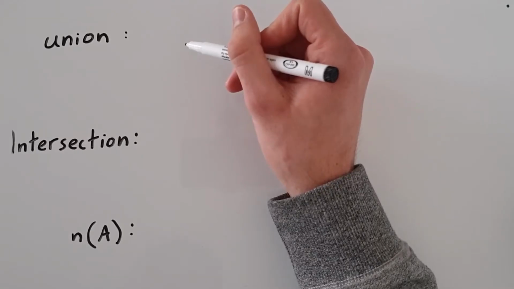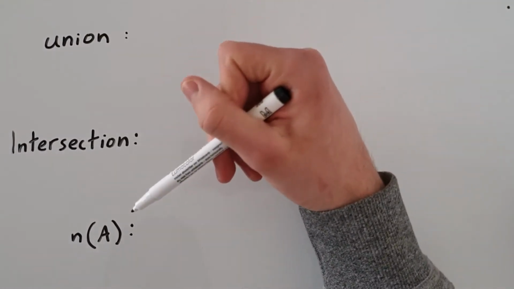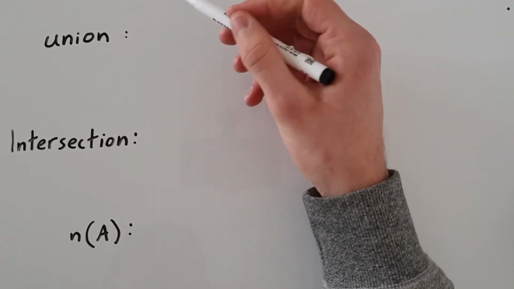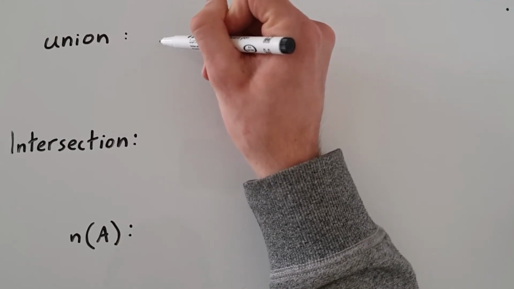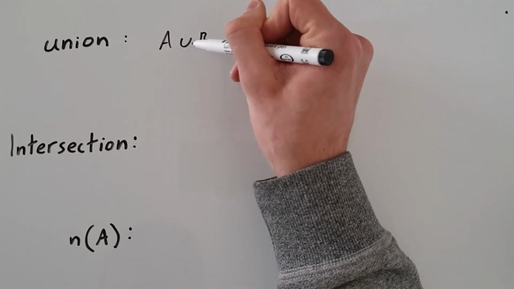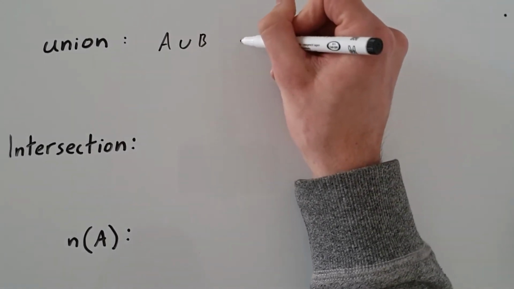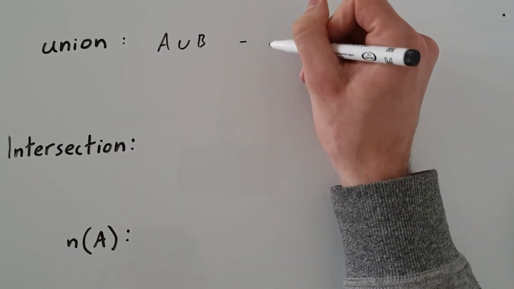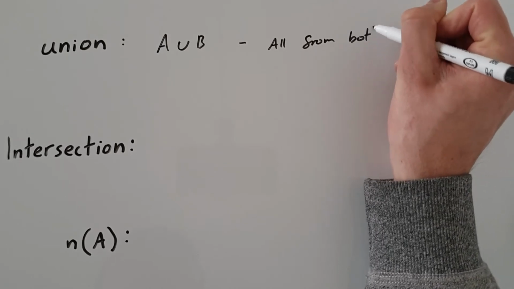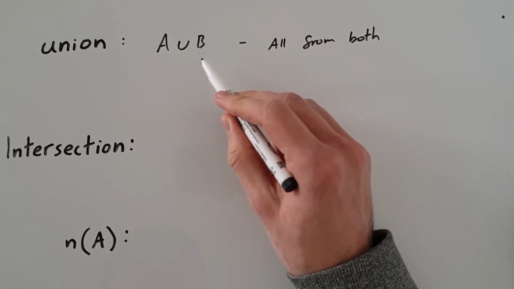Okay, so let's go over some more attributes that our sets can have. Here we're going to talk about the union, intersection, and then the number of as well. So the union of two sets is denoted by a U symbol. If we have a set A and a set B, with this symbol in the middle, this means we're looking for the union of sets A and B. And what that means is we want all the members from both sets. So this is every member from set A and every member from set B, all together.